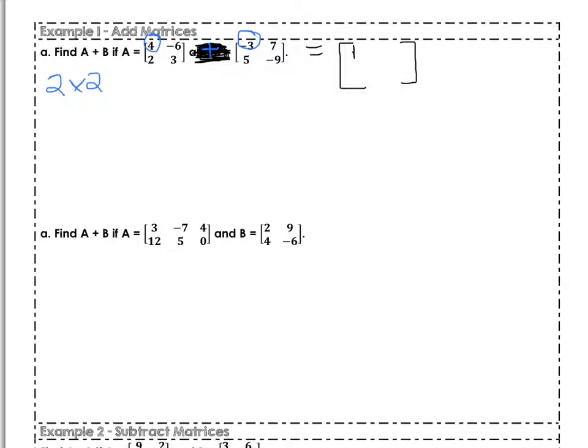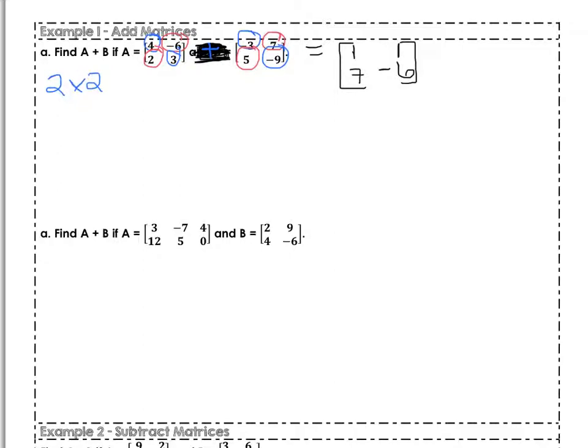Now, I'm going to look at my row 1, column 2 spot, and I'm going to add negative 6 and 7. Negative 6 plus 7 is equal to 1. Well, isn't that super convenient so far? All right, now, row 2. Row 2, we're going to add the 2 and the 5 because they're both the column 1 position. 2 and 5 gets me 7. Now, the last one, we have 3 plus negative 9, and that's going to get me negative 6.